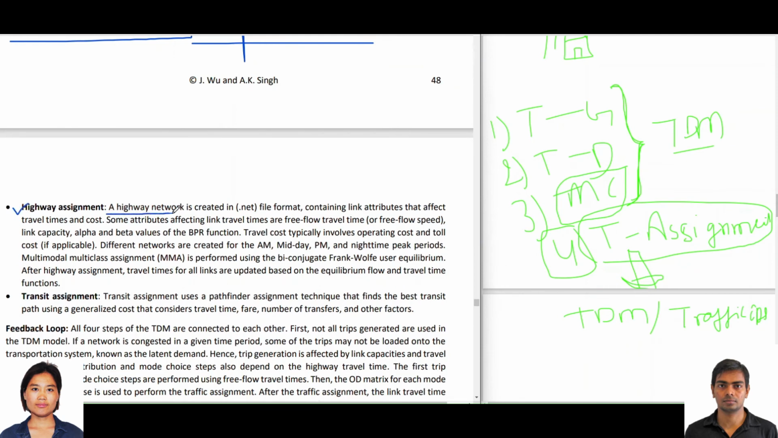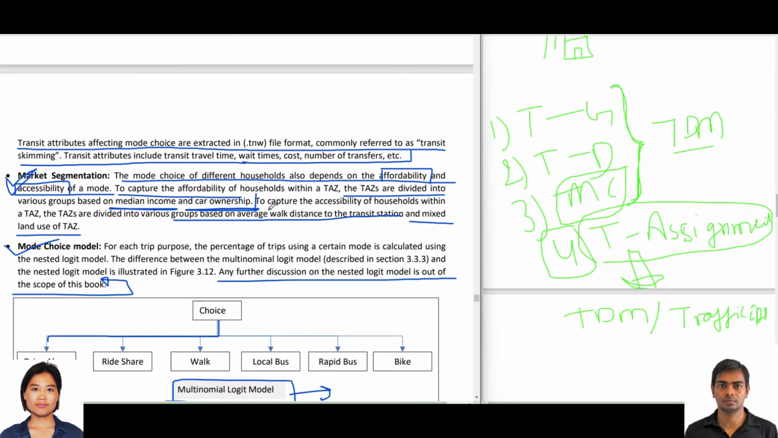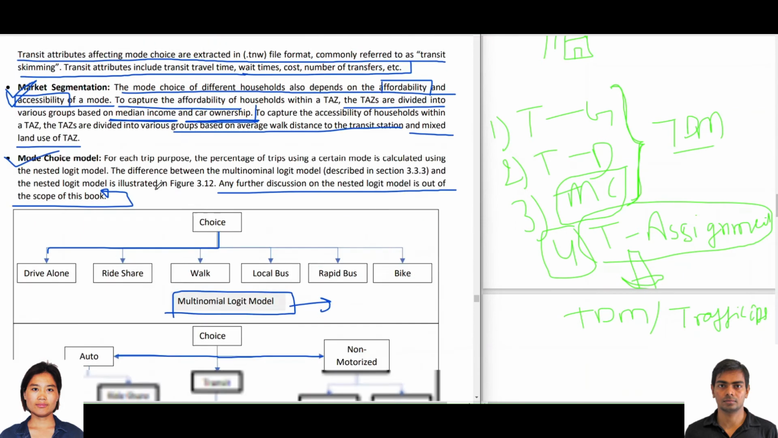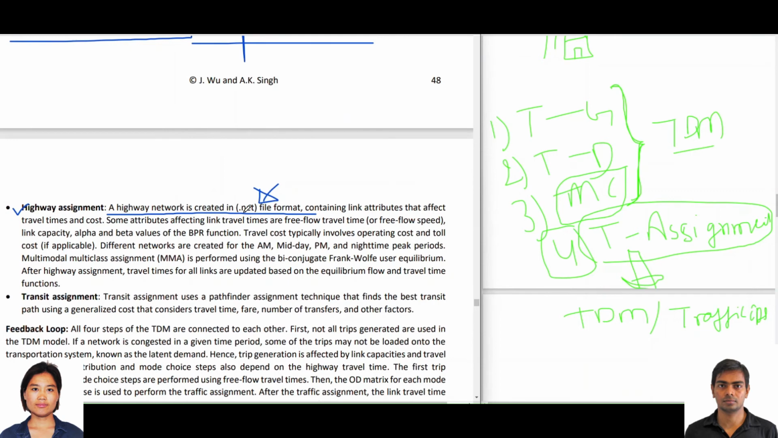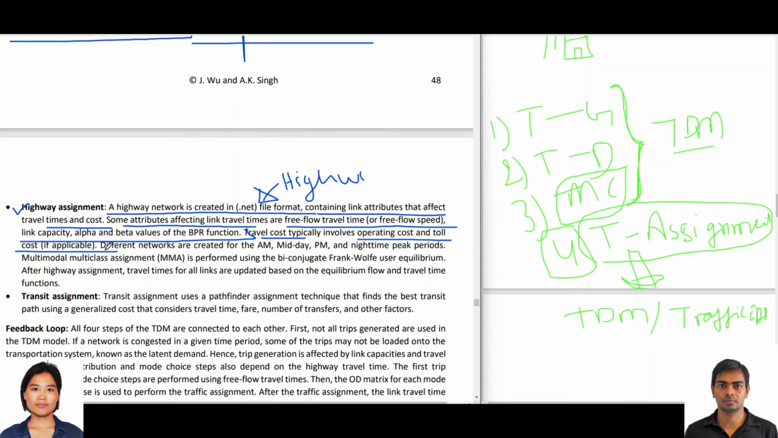First, a highway network is created in .NET file format. Like I mentioned, this is called highway skimming. Just a little bit above, we discussed that highway skimming is the same thing. The highway network contains some selected and important attributes, the link attributes that affect the travel time and cost. Some attributes that affect travel times are free flow travel time, link capacity, and alpha and beta values of the BPR function. Travel cost typically involves operating cost and toll cost if applicable.